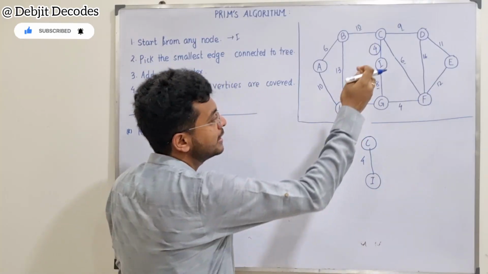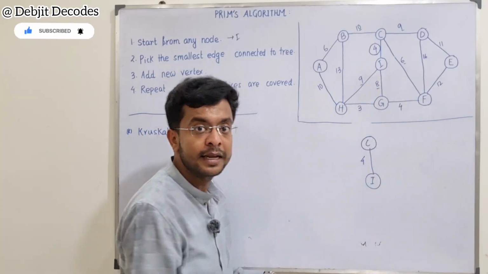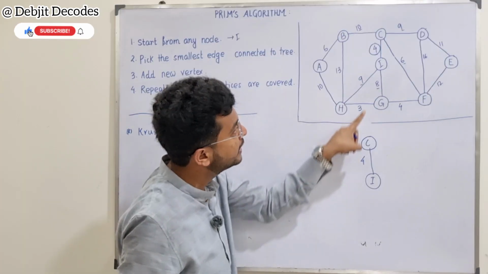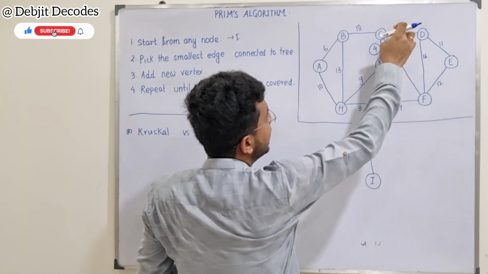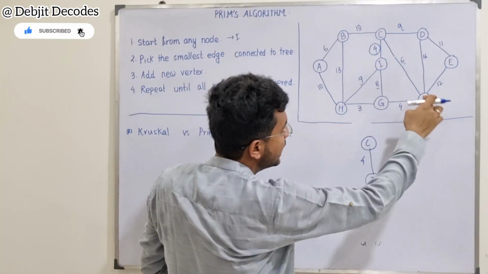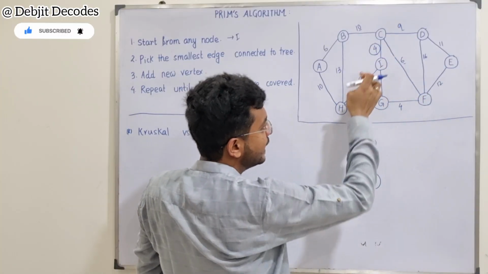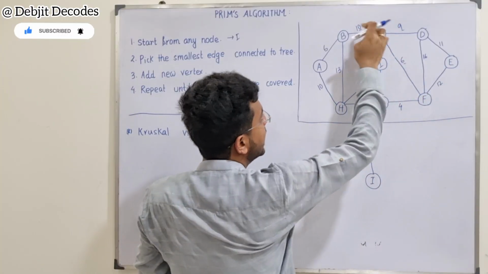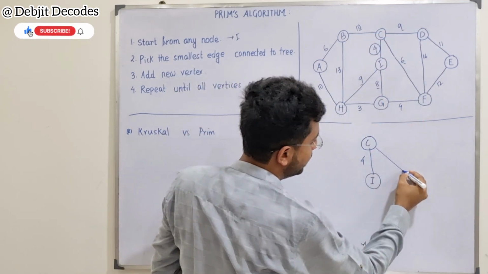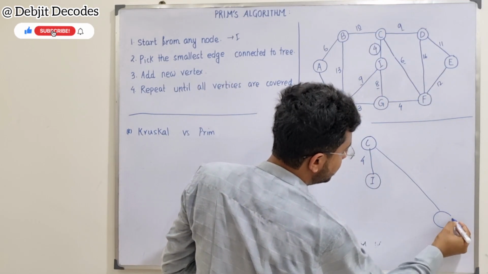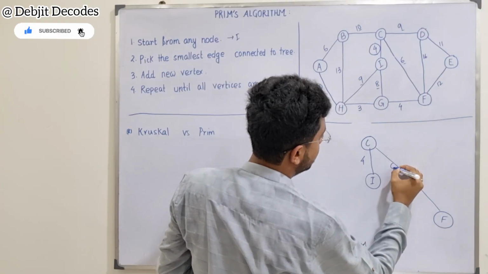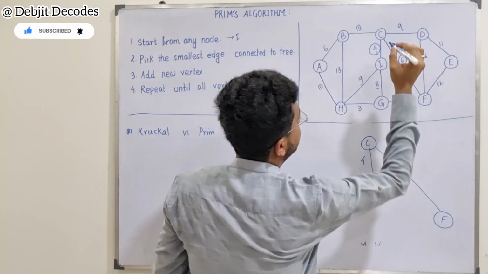We are seeing the edges that are associated with this tree. What are the nodes associated? C and I. What are the edges coming out of C? 10, 9 and 6. This 4 is already there. And what are the edges remaining from I? 9 and 8. So between 9, 8, 6, 9, 10, what is the smallest one? This one. So we are taking simply this one. This is F and this is 6. So this one is picked.